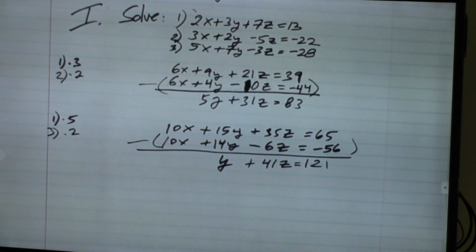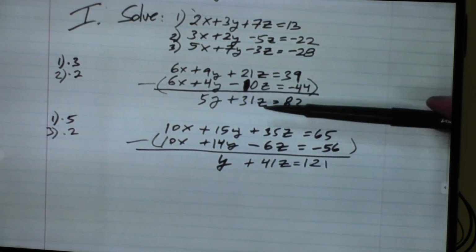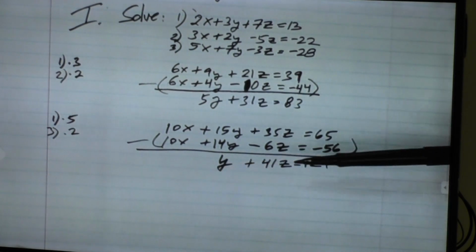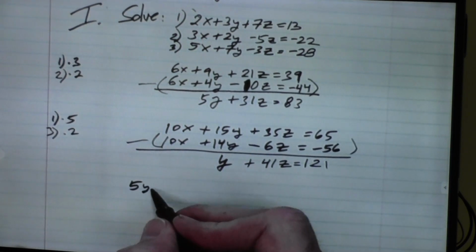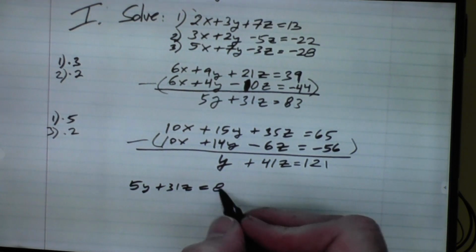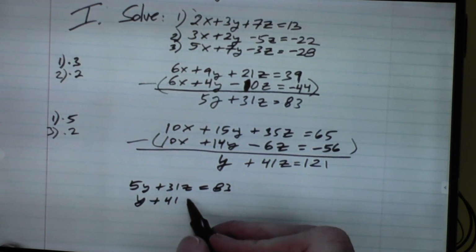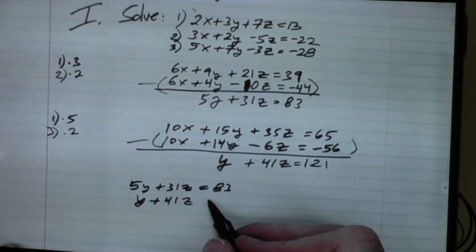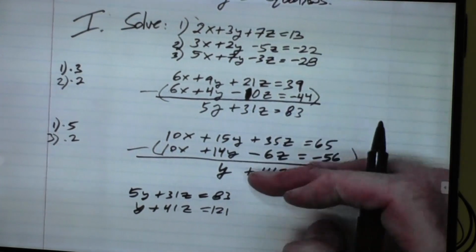Make sure everyone's caught up and you're following. So now I have a yz equation and another yz equation. Let's put them together. 5y plus 31z equals 83. Y plus 41z equals 121. And I went down here because there was so much there.